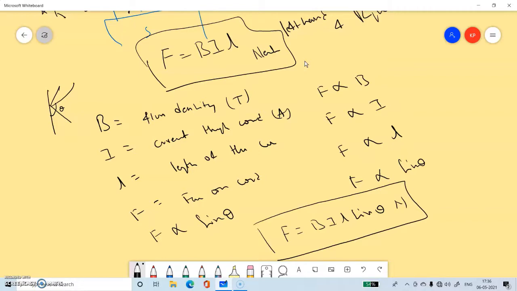This holds in both conditions, when the current is entering into the plane or when the current is coming out of it towards us. Okay, so that is the magnitude.